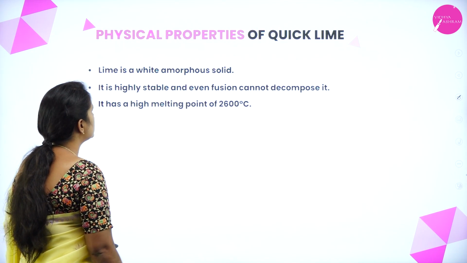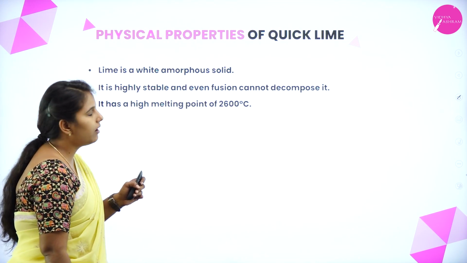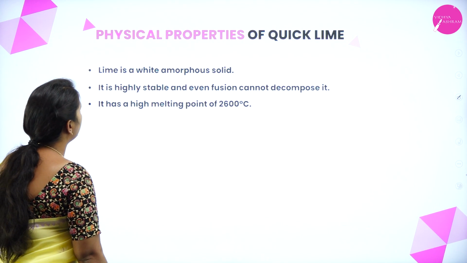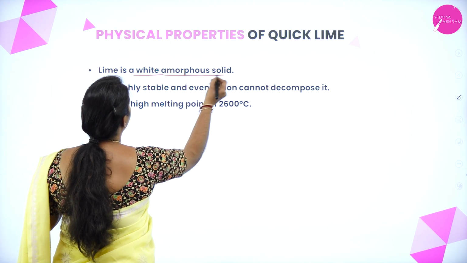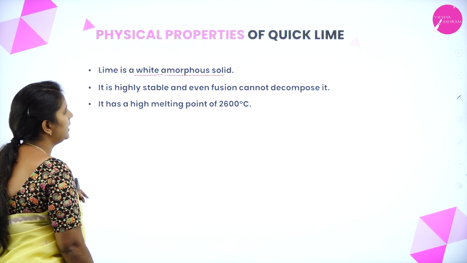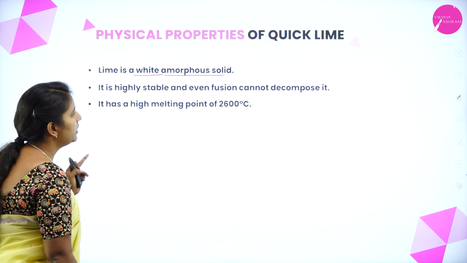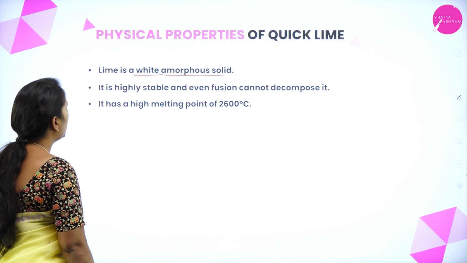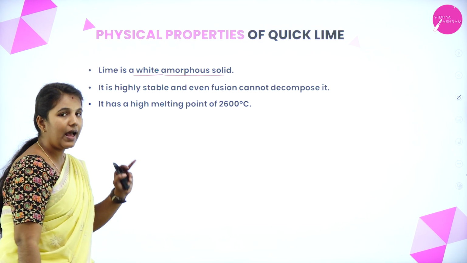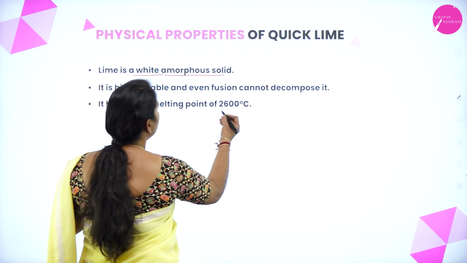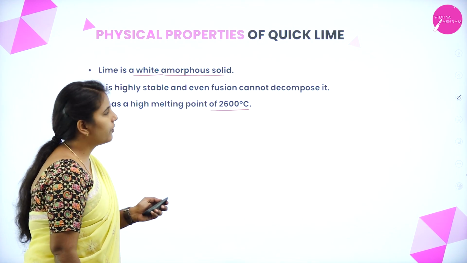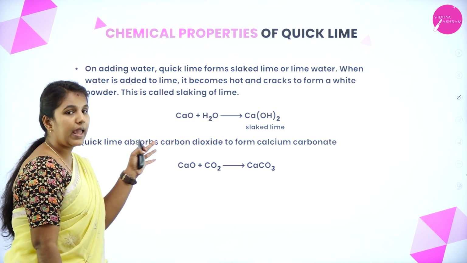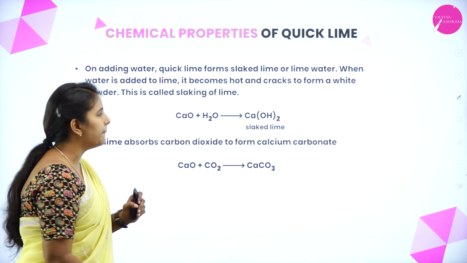Let's see the physical properties now. The physical properties of quicklime go like this. It is a white amorphous solid and it is highly stable, and even fusion cannot decompose it, and it has a very high melting point of around 2600 Celsius.